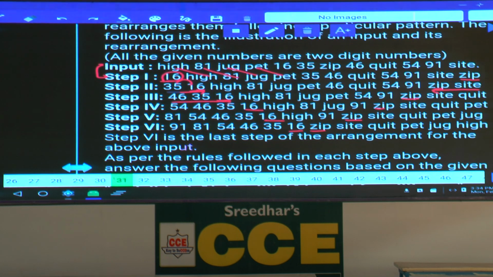Step 3, now the next number to 35 is 46, arranged at the first place, and the remaining 2 were shifted to the next place. And in step 3 here, this zip shifted to the 10th place, and the word quit arranged at the last place. And this is how all the numbers and the words are arranged in this pattern. Clear now? All these 5 questions are based on the same logic and the same pattern followed in the given example. Hence, first we need to identify the logic and the method involved in this. Because whatever the number of questions given under this one, all those must be based on the same logic and the pattern. Clear now? Now, this is about question numbers 31 to 35.